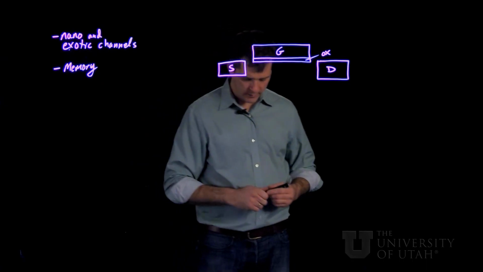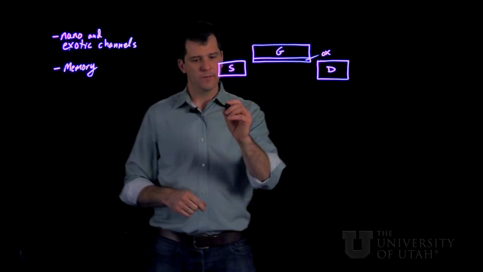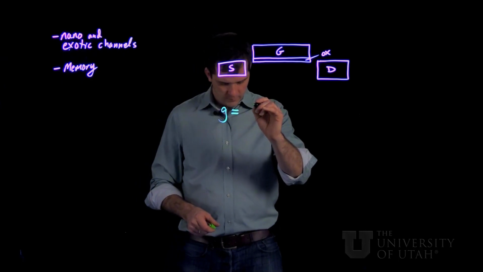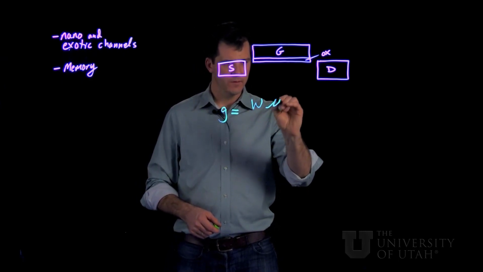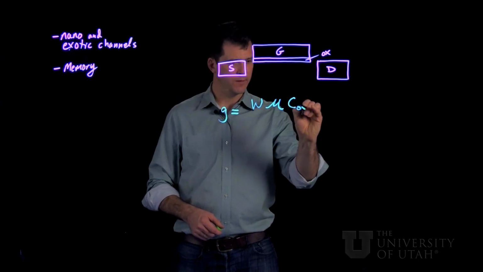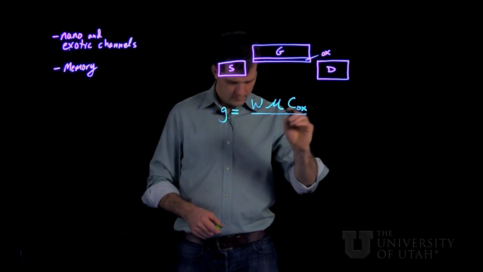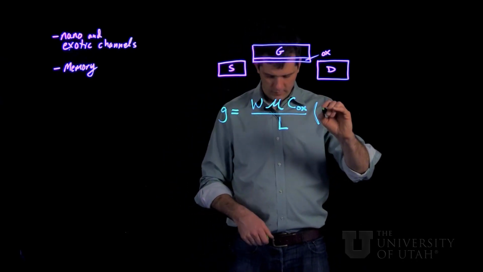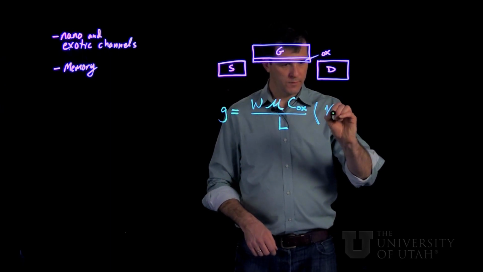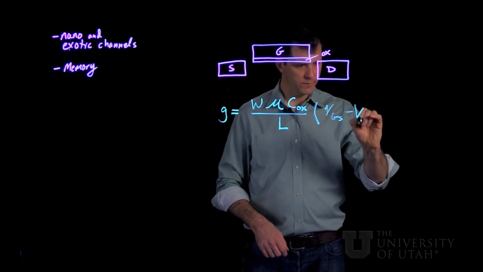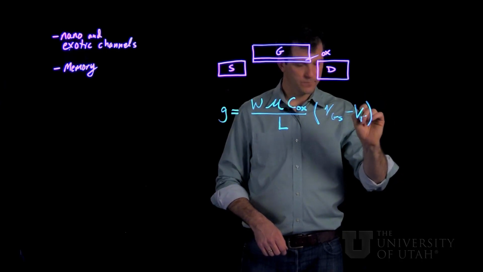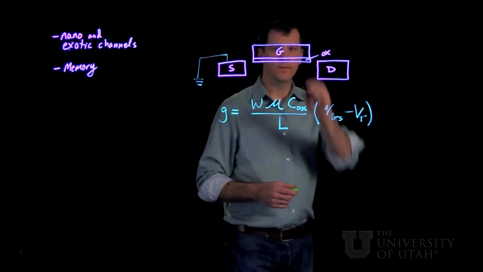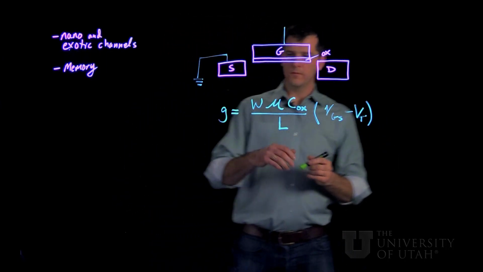So let's look for a minute at the expression for the transconductance. The transconductance of the MOSFET depends on the width, the mobility, the capacitance of that oxide here, and in the saturation regime, solely on the V gate source minus V threshold. And this is assuming a common source configuration. So what can we change here?